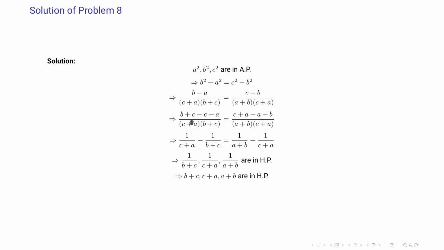Now over here, this will become 1 by C plus A minus 1 by B plus C is equal to 1 by A plus B minus 1 by C plus A. Now we see that from this, we can write that 1 by B plus C, 1 by C plus A, 1 by A plus B are in AP, not HP. This would be in AP. And therefore, reciprocals would be in HP.